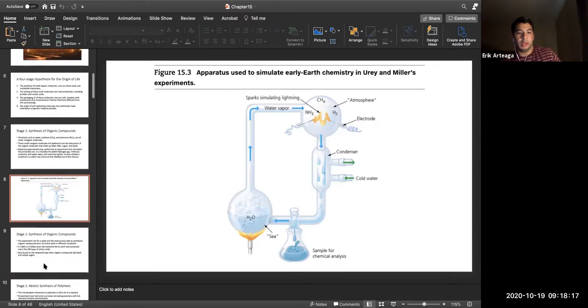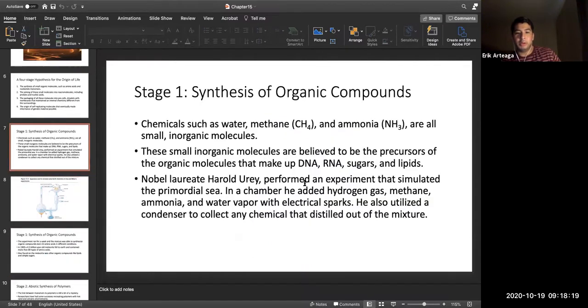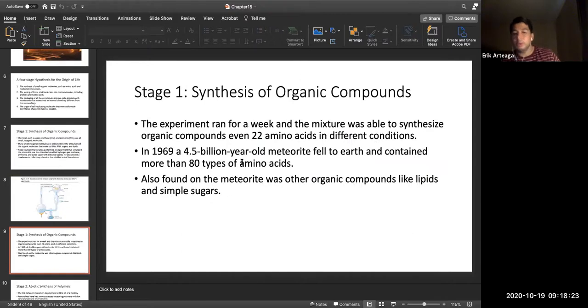And what he found, he was able to create all these different amino acids, DNA, sugars, lipids. Well, he was able to create amino acids rather. So he was able to create organic compounds from inorganic compounds, and that was a very, very important study that was performed, right?